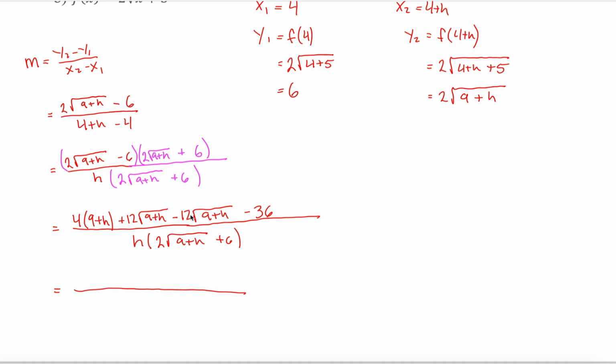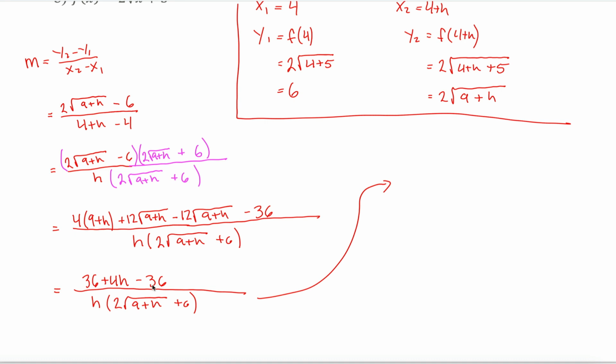I got positive 12(9 plus h), negative 12(9 plus h). Those cancel out. If I want to get rid of these parentheses, 4 times 9 and 4 times h would give me 36 plus 4h, and then I'd have this minus 36. Maybe you can see how, if you cancel out these terms and distribute this 4, when all the dust settles in the numerator, you get 36 plus 4h minus 36. I'm going to leave the denominator completely alone for now, and recognize that if I combine like terms up in the numerator, this 36 and this negative 36 will net out to 0, and I'll be left with just 4h divided by h times 2 times the square root of 9 plus h, plus 6.